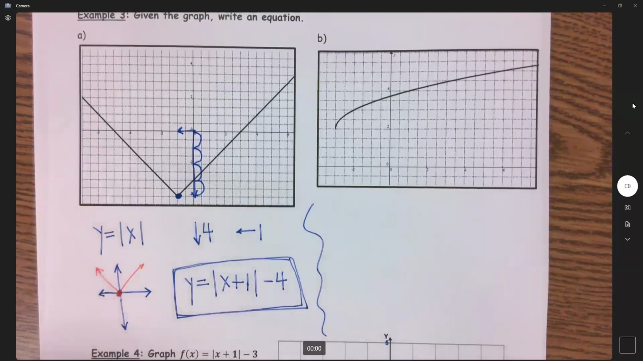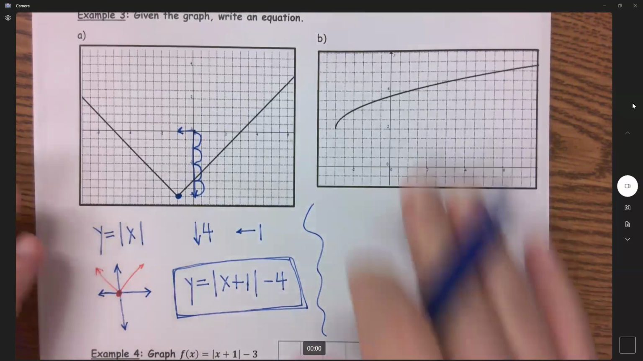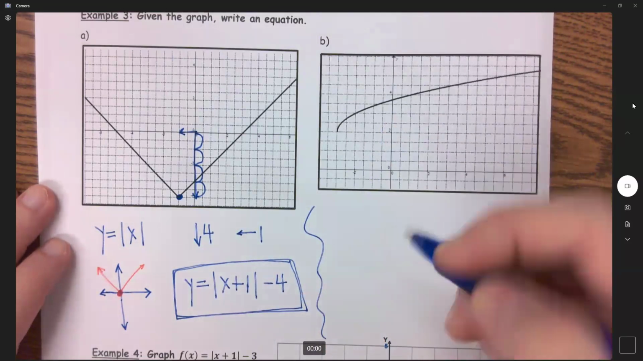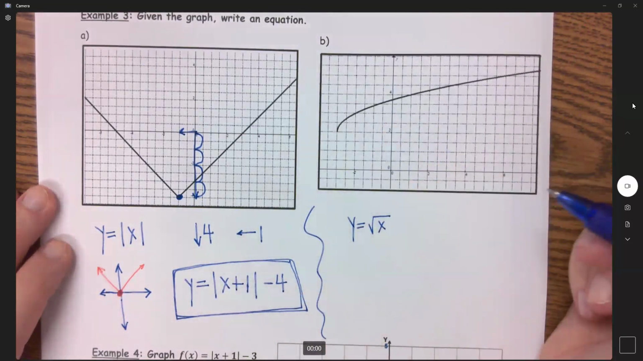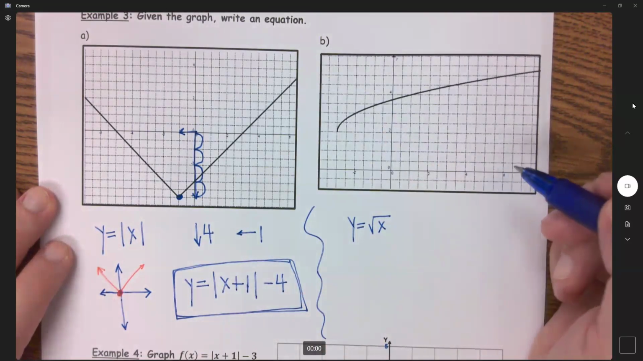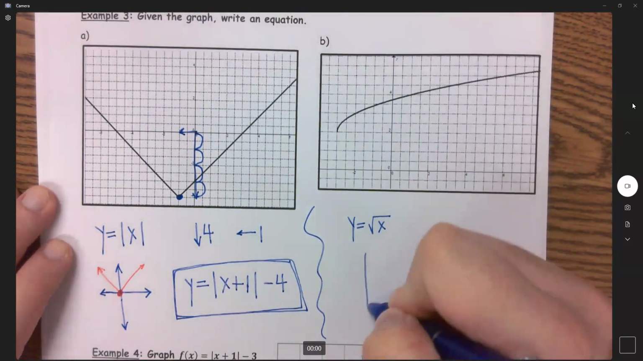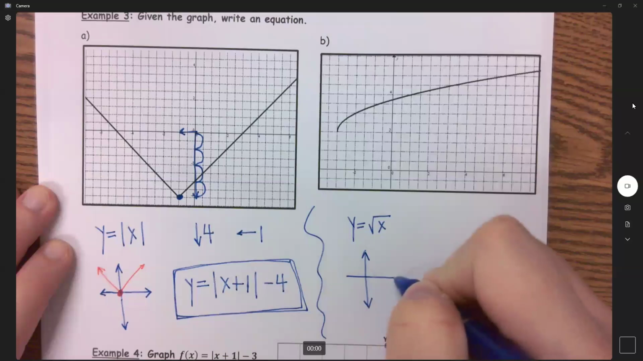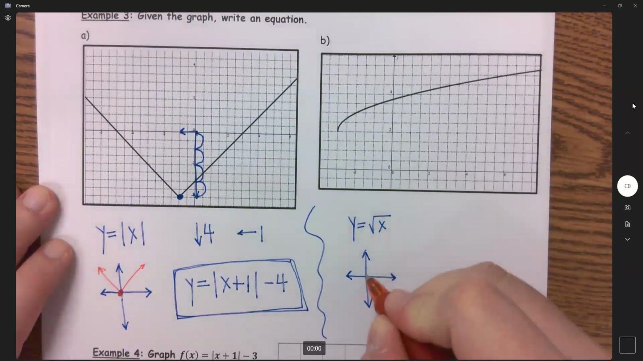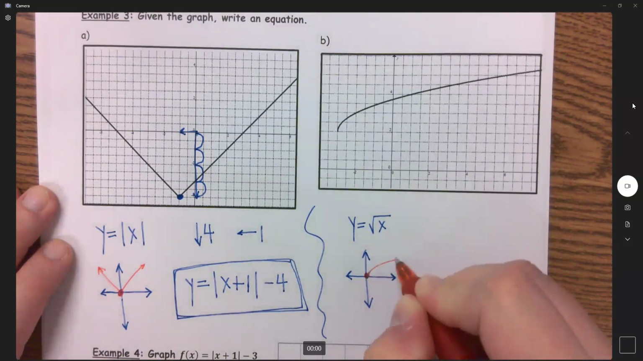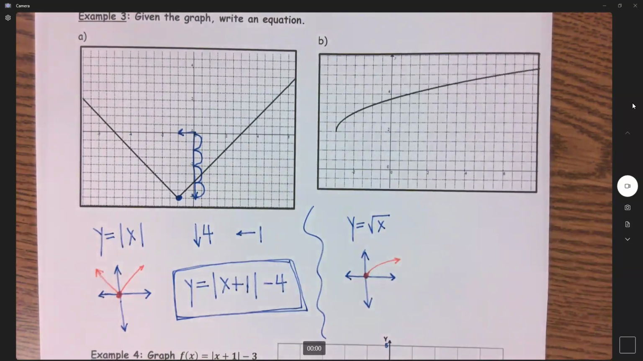What is the most basic key function that this graph is? And this one is your square root of x. Okay, call this one your eyebrow function. So when we graph these, it starts also here at the origin, and then it goes on forever.